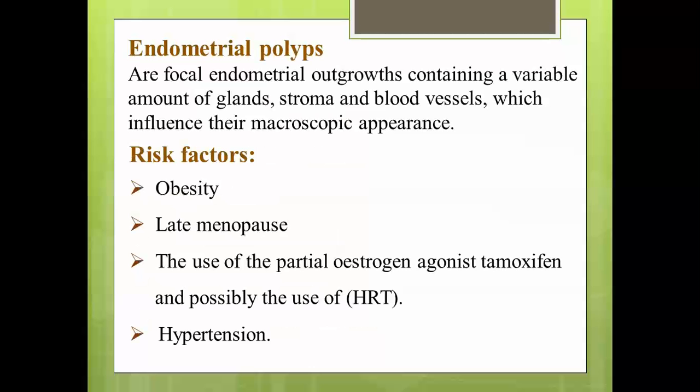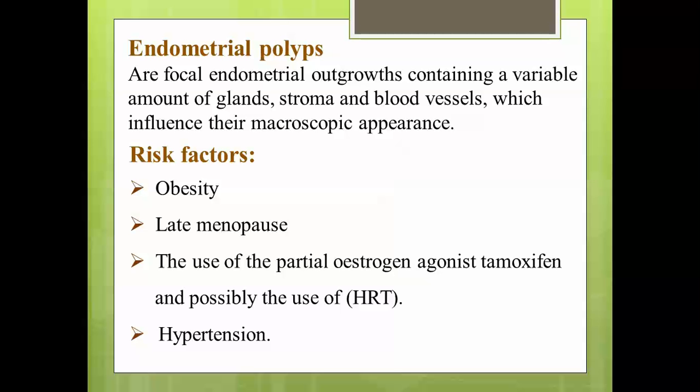First of all, we will discuss the endometrial polyps, which are focal endometrial outgrowths containing a variable amount of glands, stroma, and blood vessels, which influence their microscopic appearance. So, they originate from the endometrium, and they can be seen in the endometrial cavity, or sometimes protrude from the cervix.